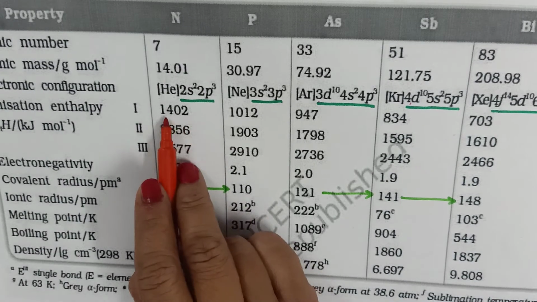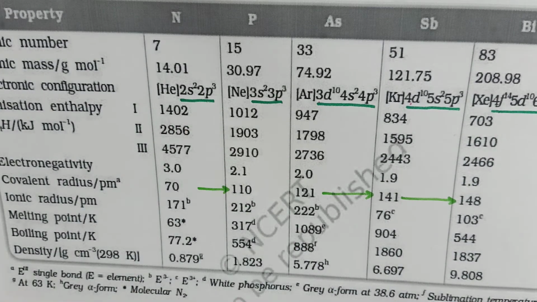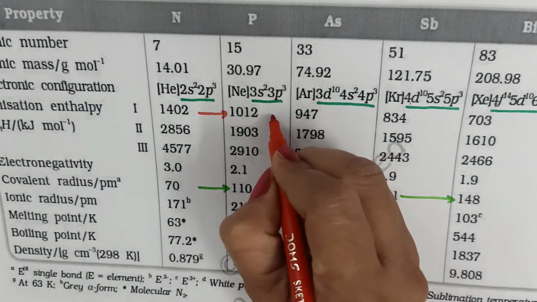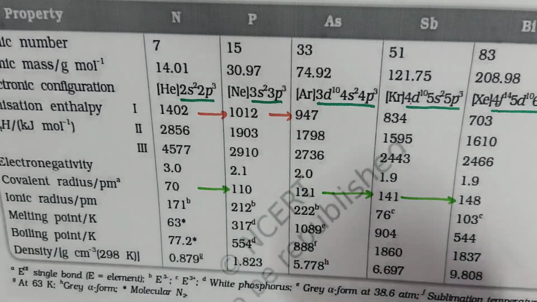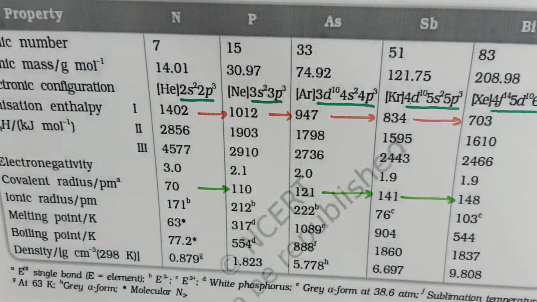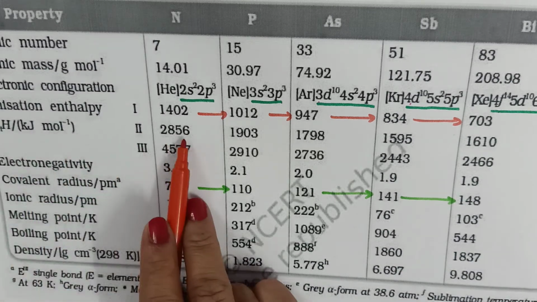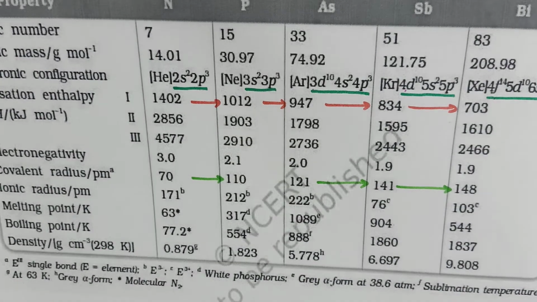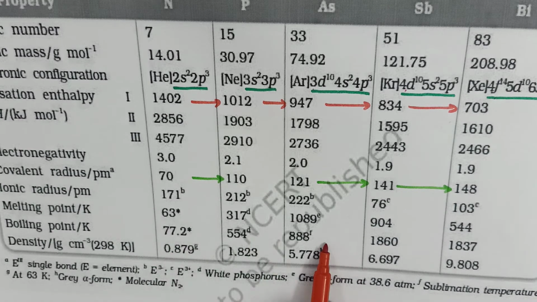Let us look at the data available. Ionization enthalpy of nitrogen is 1402 kilojoule per mole. When we move to phosphorus, the value decreases. When we move to arsenic, the value decreases. Similarly to antimony and bismuth, the decrease is continued. If we look at the values of second and third ionization enthalpies, they are much higher than their previous ionization enthalpies.